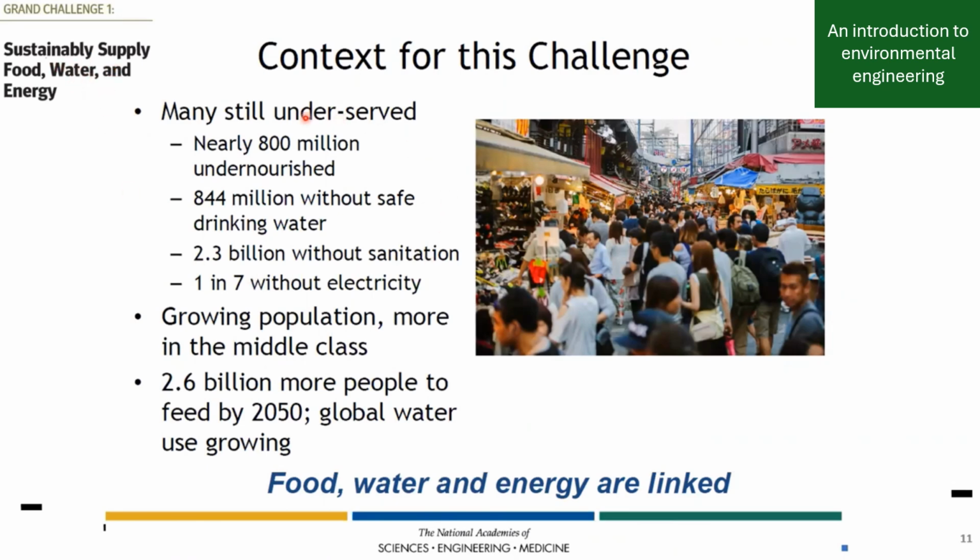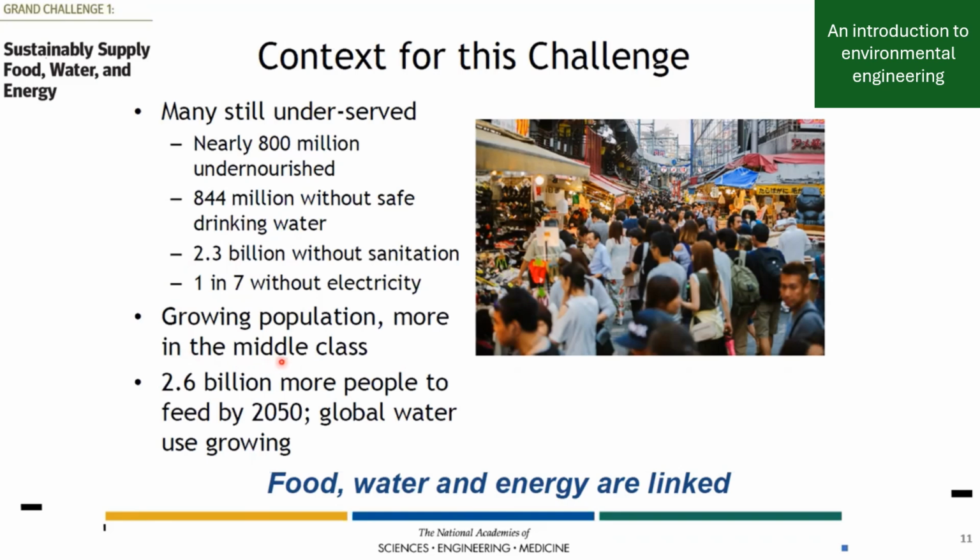We have a lot of population now, and nearly 800 million are not nourished, so they lack food. More than 844 million don't have enough safe water. More than 2 billion are without sanitation. It means they are reusing dirty water, and even their own toilets don't have good sanitation. And 1 in 7 is without electricity. So we can contribute by putting in some new technology, or maybe optimizing some processes of the current technologies that we have.